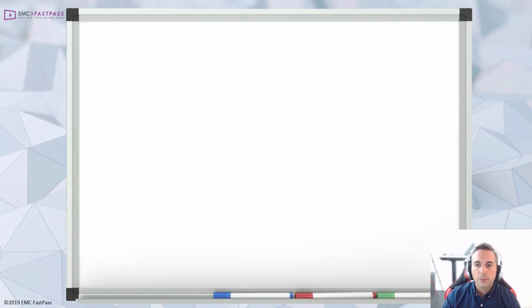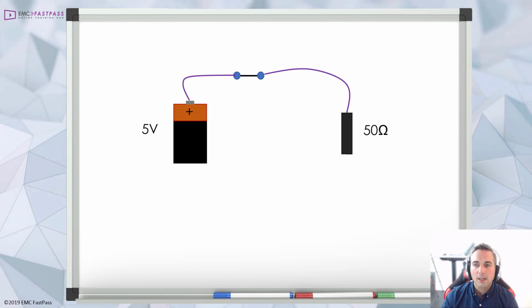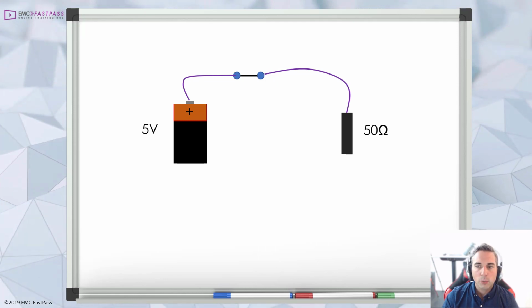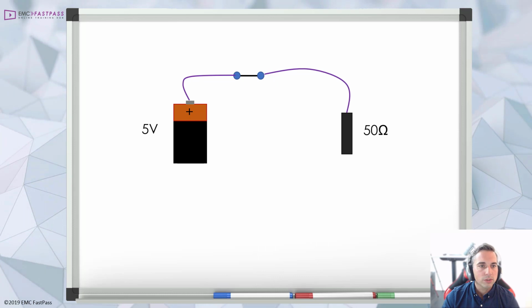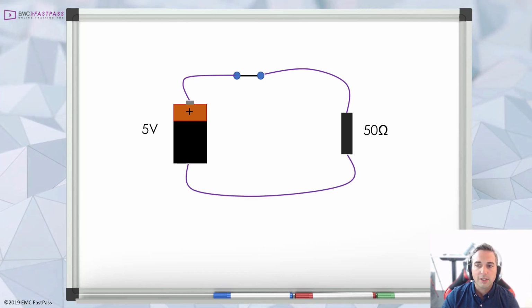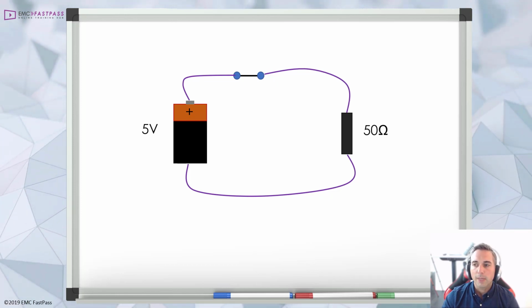Okay, so current loops, what are we talking about here? Let's start from the basics and just take a battery and a resistor. We'll connect them up with a wire and a switch. And as we all know from Ohm's law, the current I equals just the voltage divided by the resistance. So in this case, the current is 5 volts divided by 50 ohms, which equals 100 milliamps.